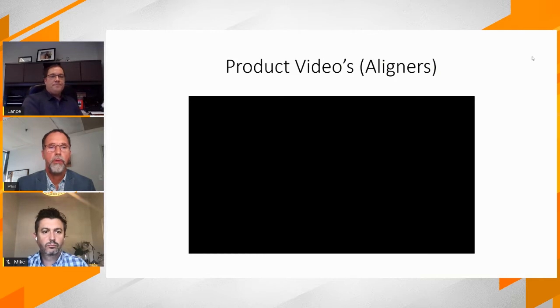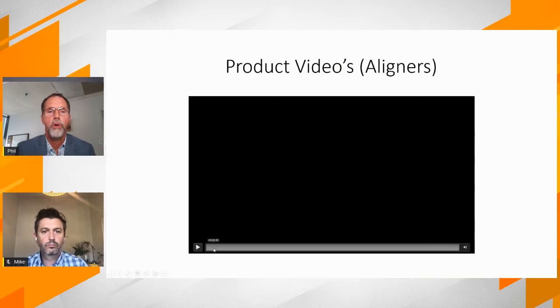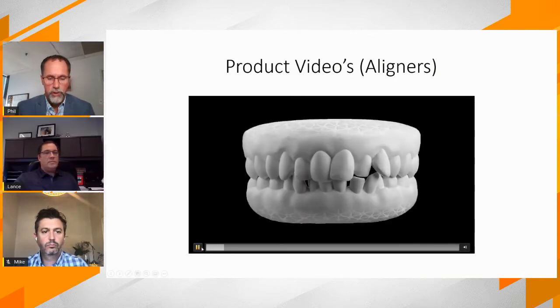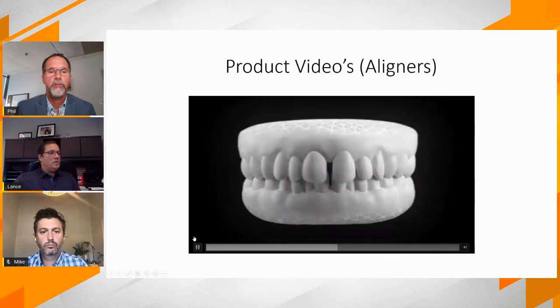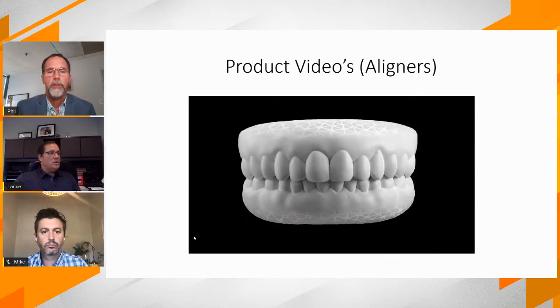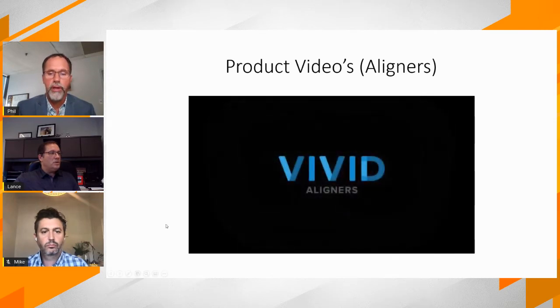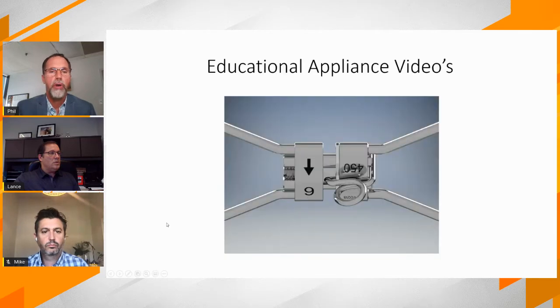This is an example of a product video. This is just an animation showing what can be accomplished with clear aligners. We have many examples of this, and these can be, again, submitted through the site. We're going to have a tab on the top of the landing page where you could submit.